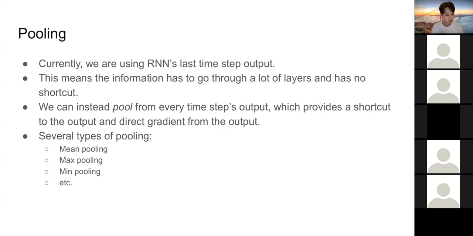That's one of the really important lessons that we have learned as a community in the few years since deep learning has emerged. One example of a shortcut is residual, which we talked about a few slides ago. Another way to create a shortcut is pooling, which is basically using the outputs from every time step and then averaging them, taking a mean or max, to create the final output directly from all the RNN outputs. That way you will always have a shortcut from all the inputs. You don't have to go through so many layers, and this will be very helpful when you're computing gradients.